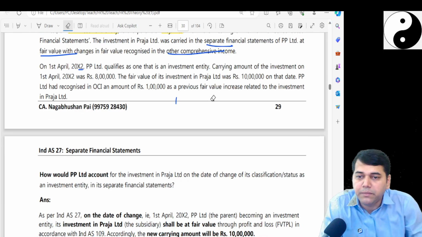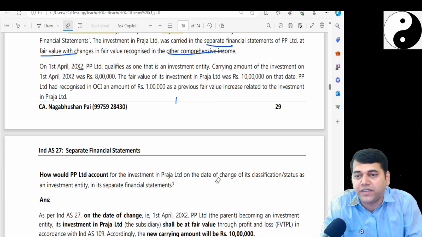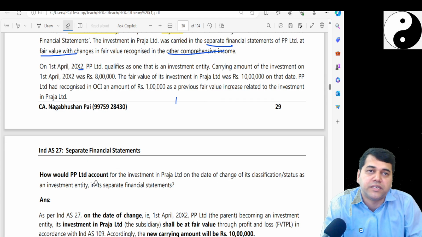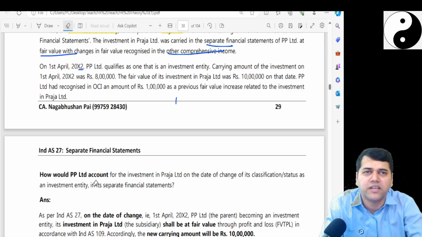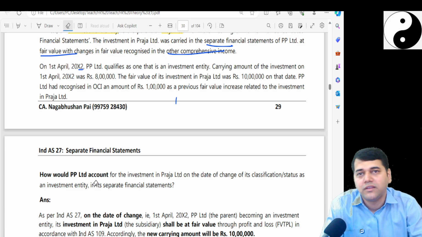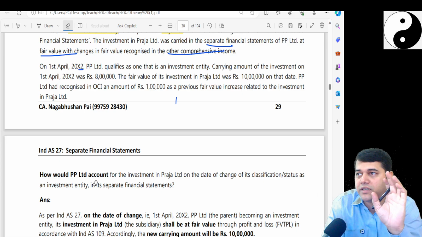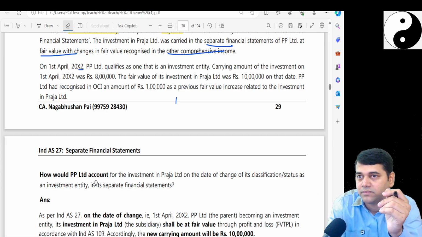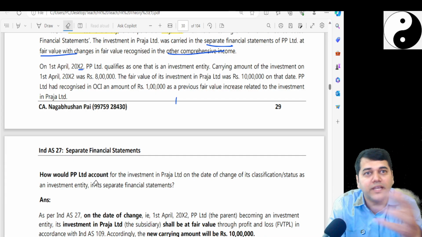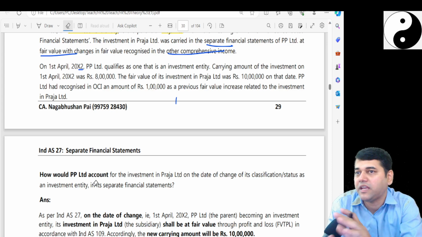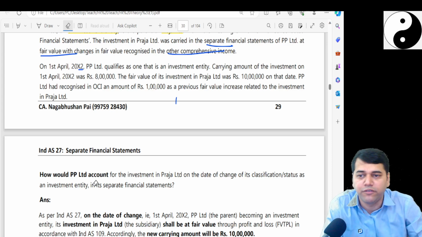How would PP Limited account for the investment in Praja Limited on the date of change of the classification into investment entity? That means previously it was not an investment entity. So what does it wish to do? Okay, let's see what they are trying to do. Previously it was not an investment entity, so it was doing CFS. The moment it becomes an investment entity, it has an option not to prepare CFS and do it as per FVOCI. And already it was at FVOCI only.